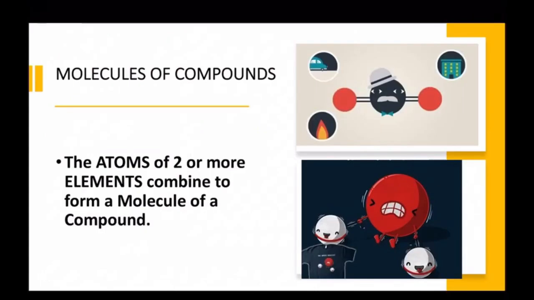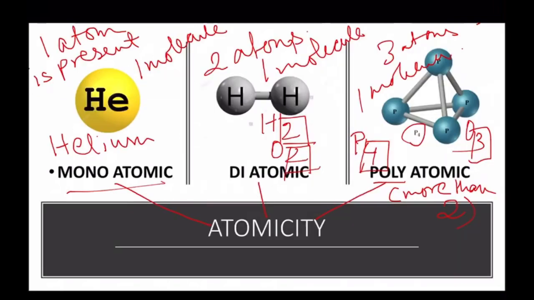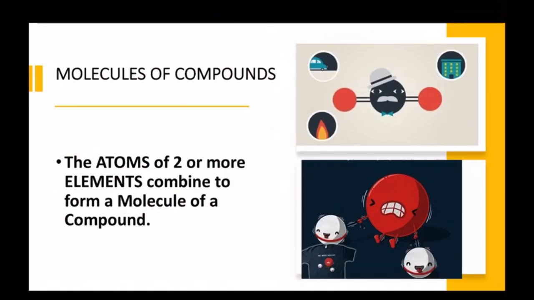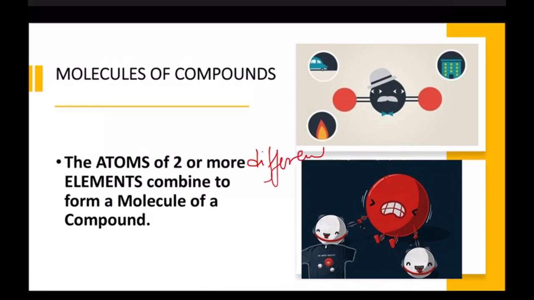Now we move on to the molecules of a compound. What are molecules of compounds? The atoms of two or more elements combine to form a molecule of compound. It can be of two or more different elements. In case of molecules of elements, it's two or more atoms of same elements. Here for compounds, it's two or more atoms of different elements. Okay, so remember this, different elements.